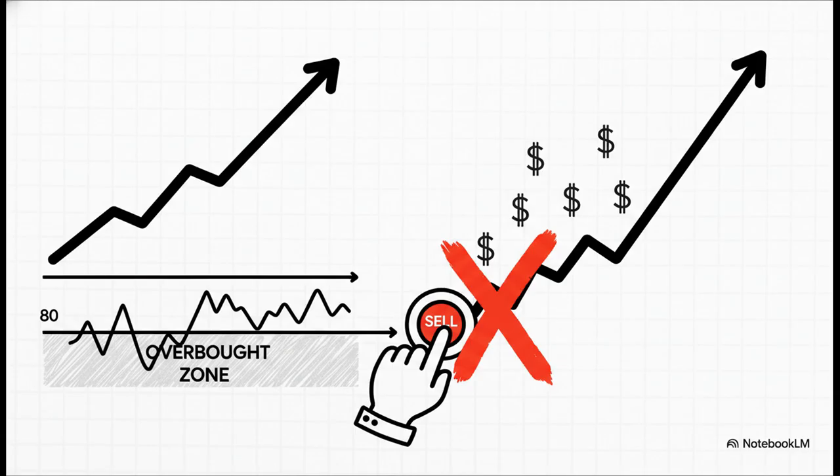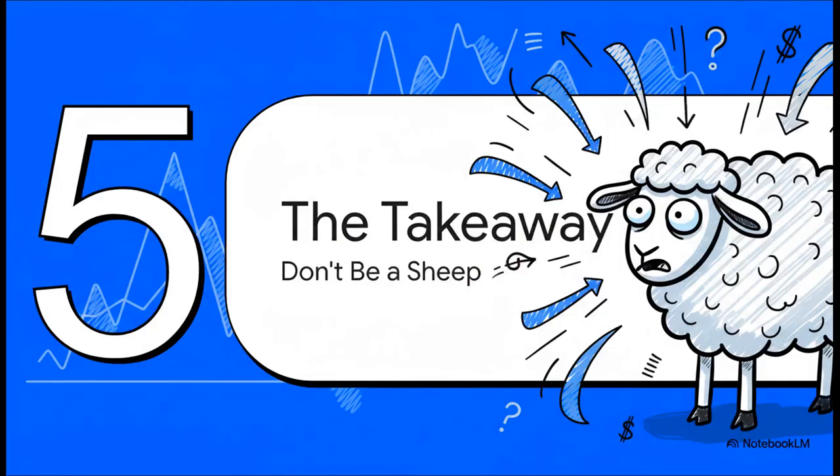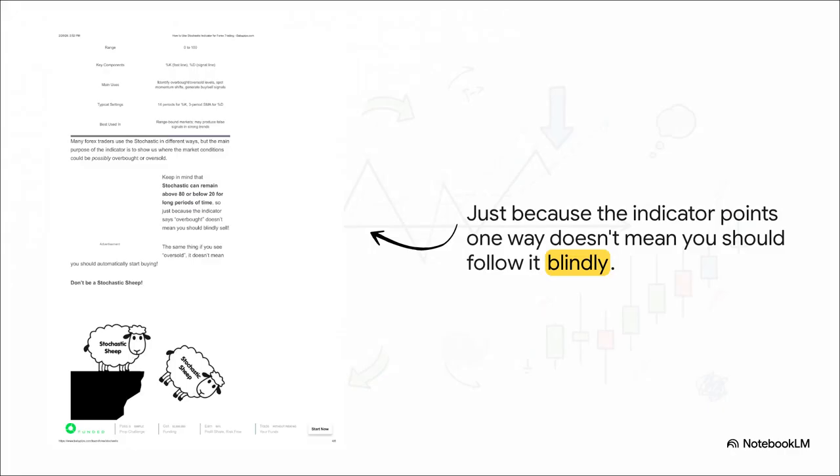Think about it. In a strong uptrend, the market can stay overbought for days or even weeks while the price just keeps climbing higher. Selling just because the indicator is above 80 is a recipe for disaster. So what is our final takeaway from all this? It's simple. Don't be a stochastic sheep. This picture just captures the danger perfectly, doesn't it? Just because the indicator is flashing overbought, that doesn't mean you should blindly follow it and sell, especially if the rest of the herd is about to run right off a cliff. The indicator is a piece of information. It is not a trading instruction.